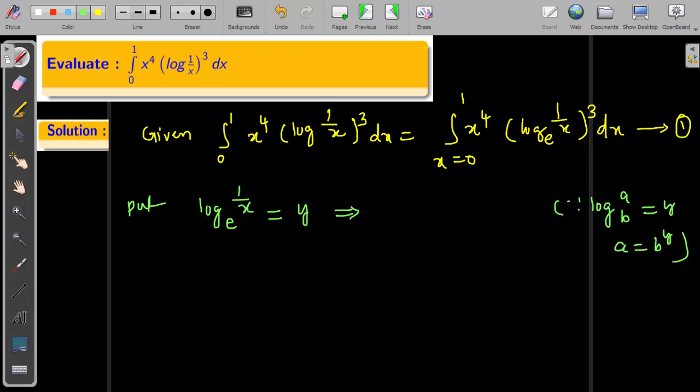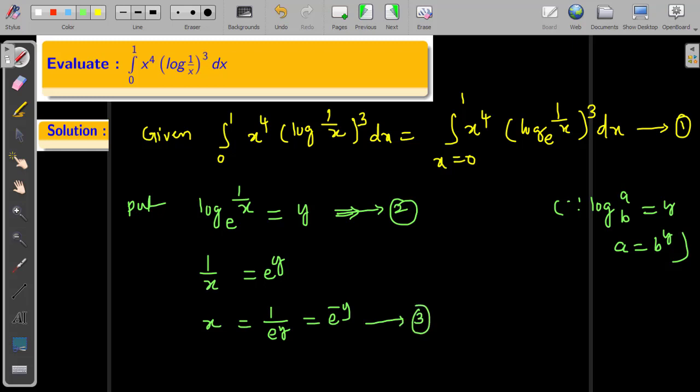So this rule we need to apply here. From this we will get 1 by x equal to e to the power of y. I'm writing this step. Next step, I want the x value: x equal to 1 by e power y, which means e power minus y. Let us suppose this is equation 2, and this is equation number 3.